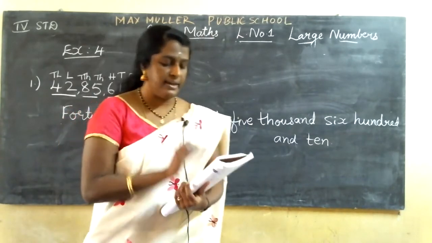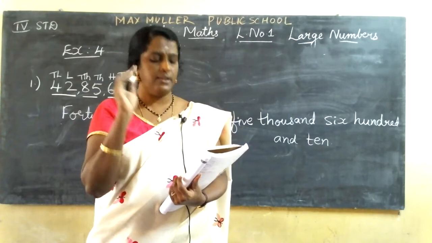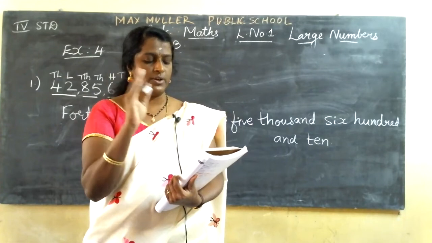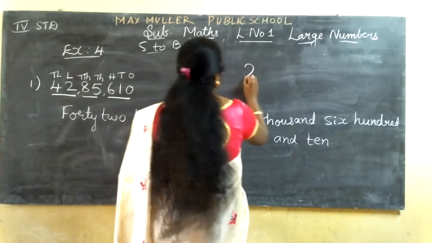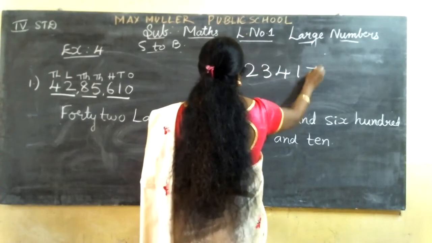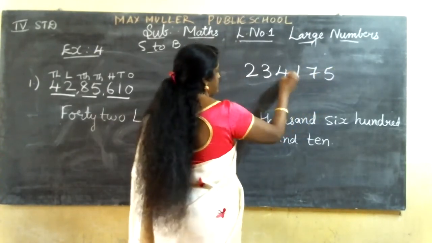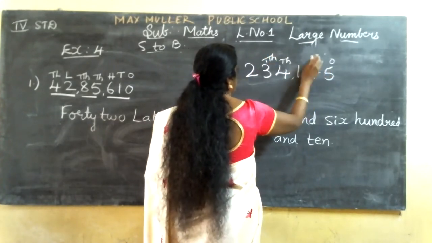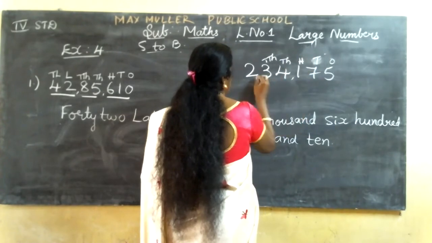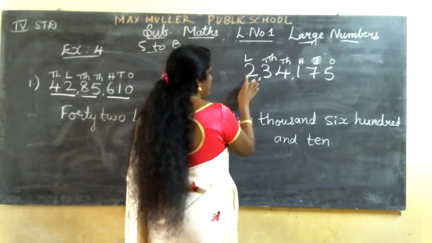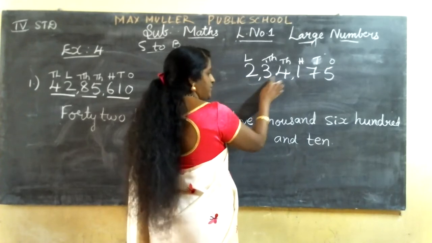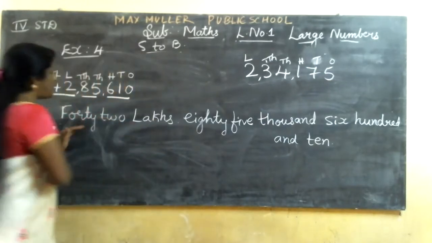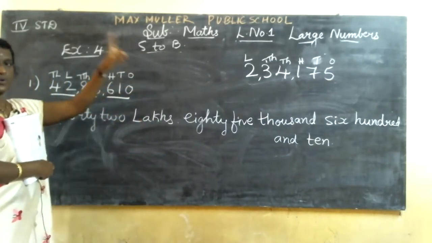If by reading you put commas, if only one number, it means 2 lakh. If two numbers, it means 42, 40, 23. One example I'll show. 2, 3, 4, 1, 7, 5. See, ones, tens, hundreds, 1,000, 10,000. Comma, this is lakh. So lakh is only one number, 2 lakh, 34,175. Here I have written 42 lakhs. There only one number, 2 lakhs.